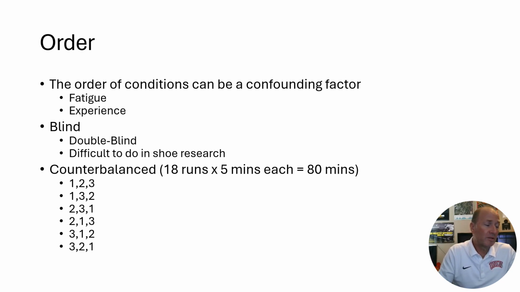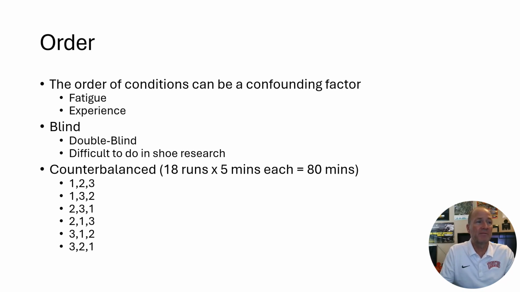Now, if we do really worry about the order effect, we often will counterbalance, and this is what's difficult in this type of client research, is that if we're going to do a true counterbalance, what that means is every order is presented once. And so we would do shoe 1, shoe 2, shoe 3, shoe 1, shoe 3, shoe 2, and so forth. And we would actually need 6 different orders to cover all the possible orders of the 3 conditions or 3 shoes.